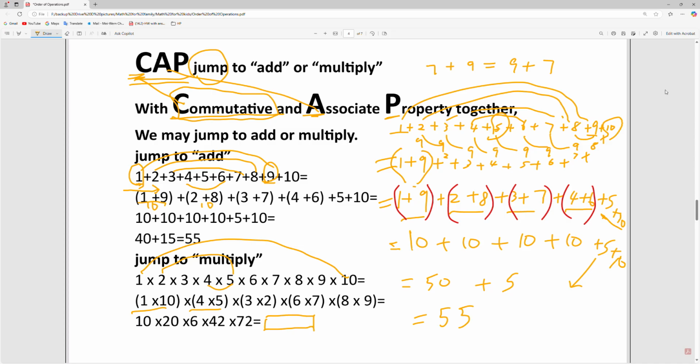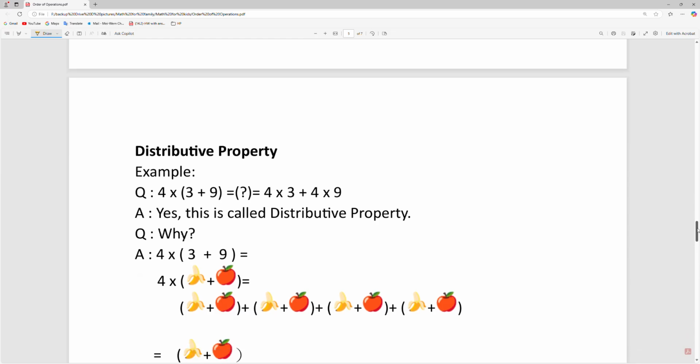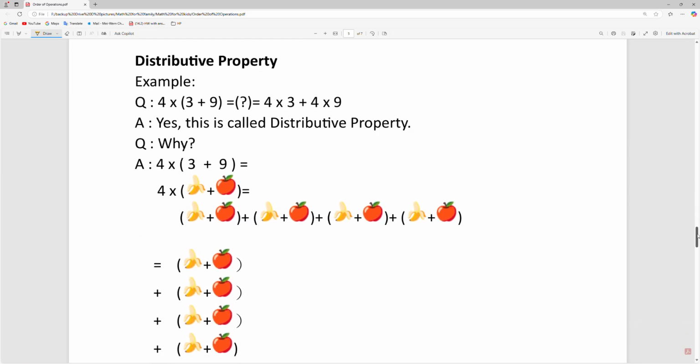Okay, so far, that's how you calculate. There are some tools for you to calculate. And one more is distributive property. Commutative property and associative property, you need to have all the way addition or all the way multiplication. How about if you have multiplication and addition mixed together?